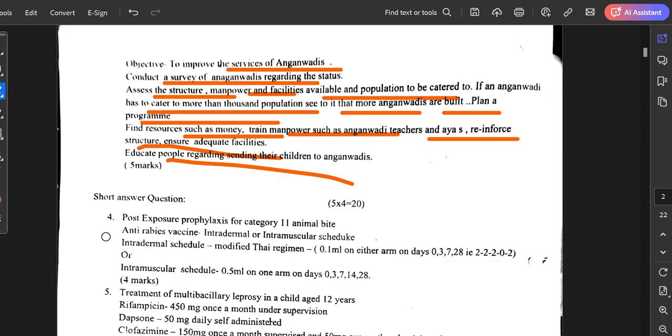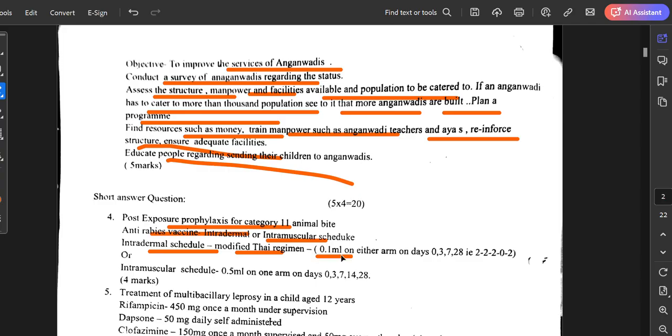Then a short note question, a 4-mark question: post exposure prophylaxis for a category 2 animal bite. Post exposure prophylaxis for a category 2 animal bite is anti-rabies vaccine, by intradermal or intramuscular schedule. The intradermal schedule is the modified Thai regimen. Intradermal, we will say, is the Thai regimen. Like that you have to make a code.